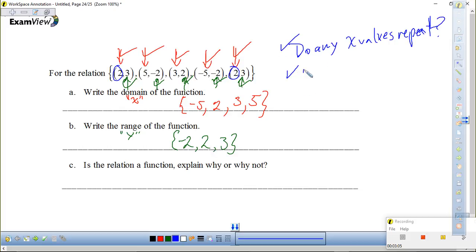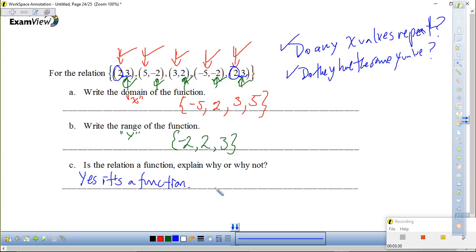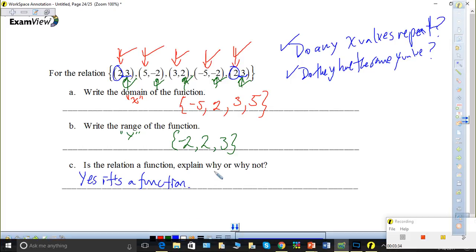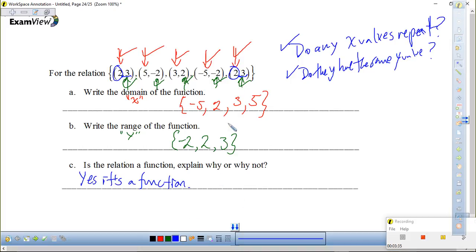The second question: do they have the same Y value? This one is a 3 and this one is a 3. If they do meet those two, then yes, it's a function. Now, according to those questions, what would you write as to why that is a function? Talk with your neighbor.